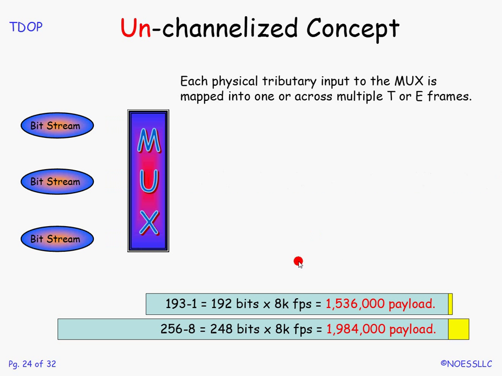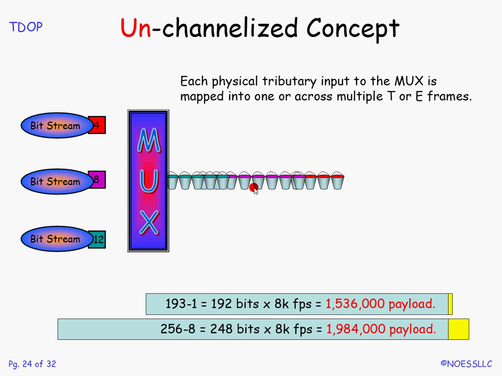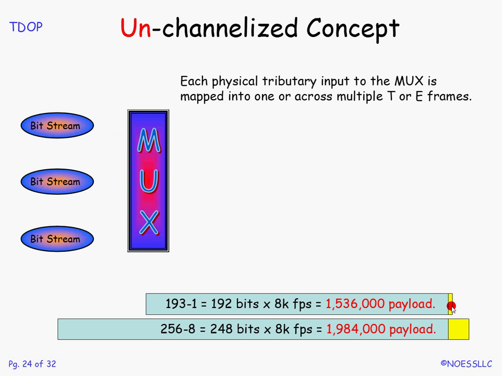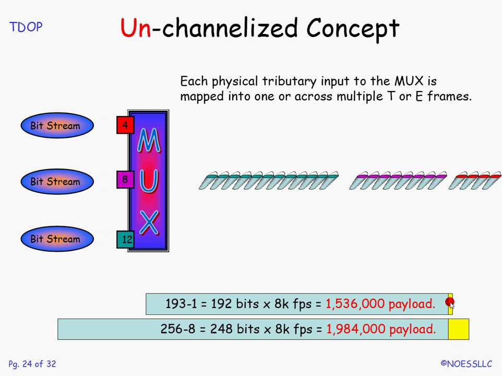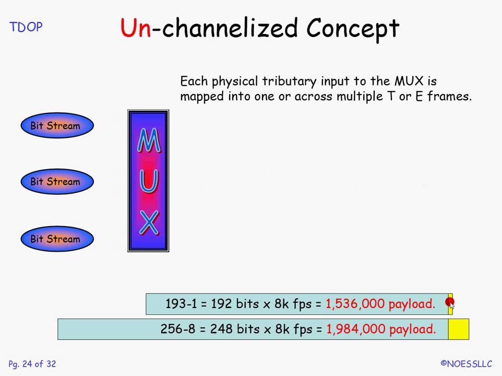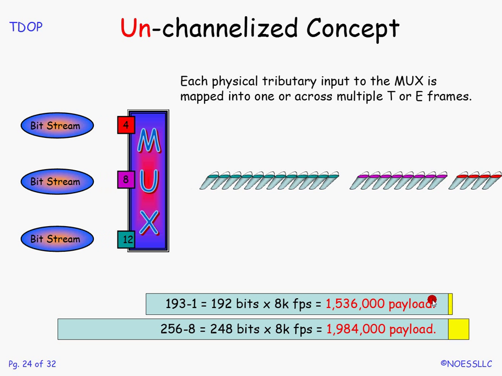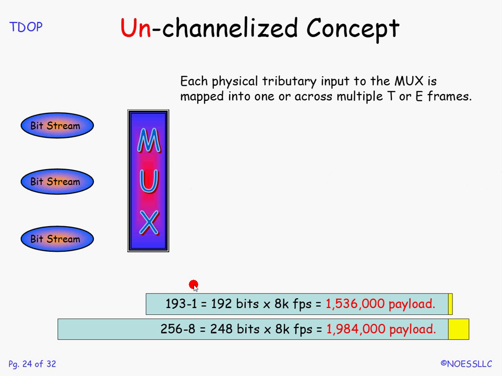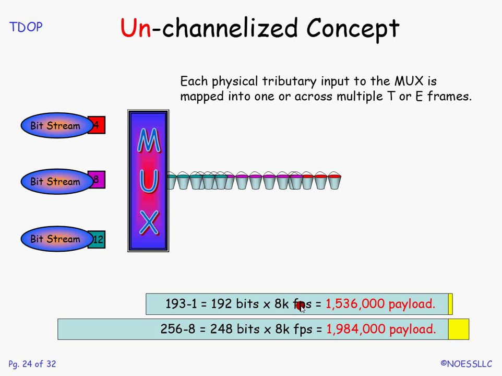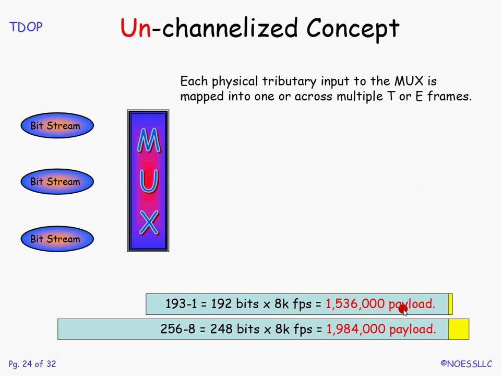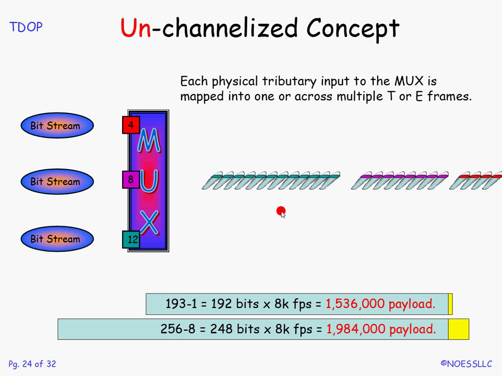Okay? So you have to think of this now as the frame that's going out, because we still have to have framing so that the receiver can line up with the transmitter. So we still need this framing bit right here to establish the frame's beginning, that is the payload's beginning, right? Because I have 193 bits now that are open for anything. I still have 8,000 frames per second, so my payload now becomes 1.536 megabits, and the multiplexer can lay the stuff in any way it wants to.